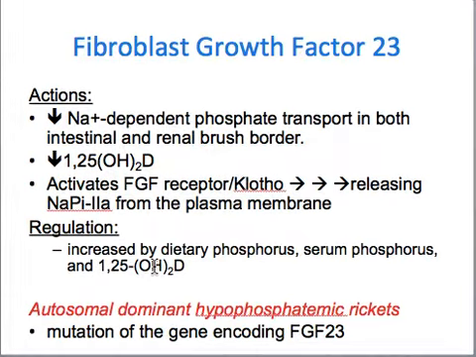There is a disease entity called autosomal dominant hypophosphatemic rickets. This is how they discovered the role of your FGF23 in phosphate metabolism. In these patients, they have very low phosphate levels in the blood, and they discovered that in these patients there is a mutation of the gene encoding FGF23, and this is how they discovered how FGF23 controls phosphate metabolism.